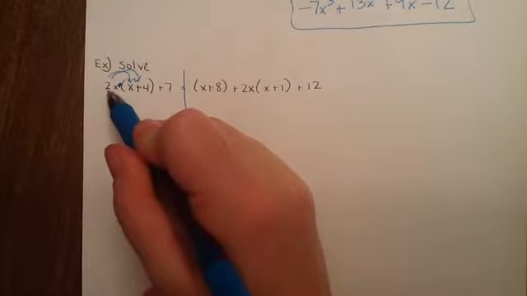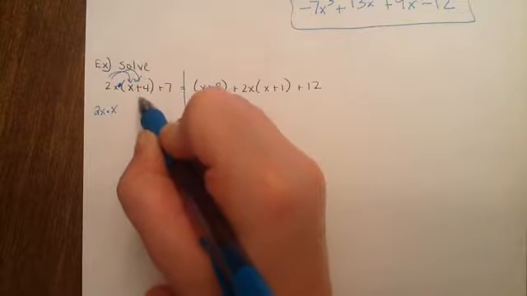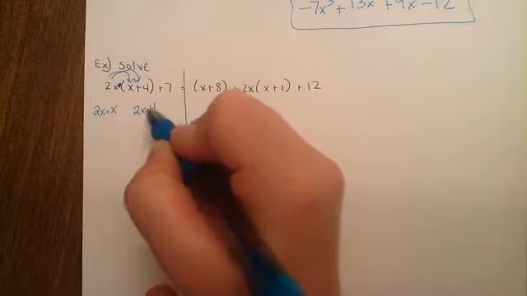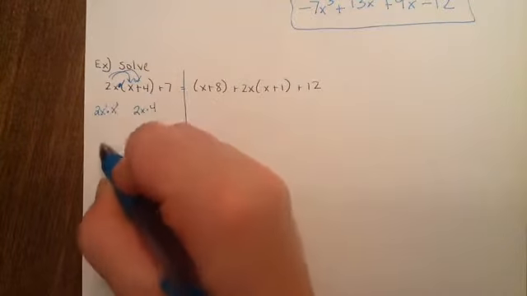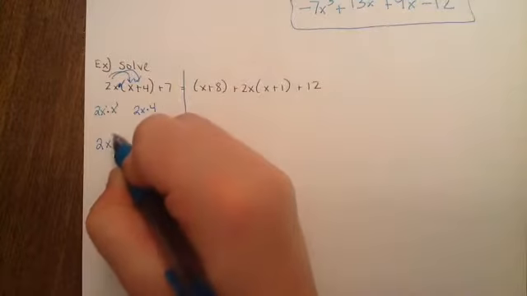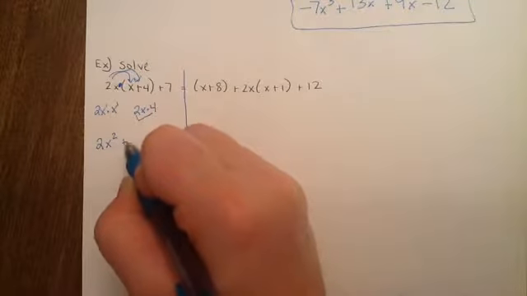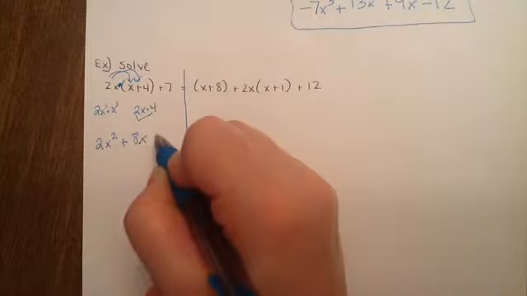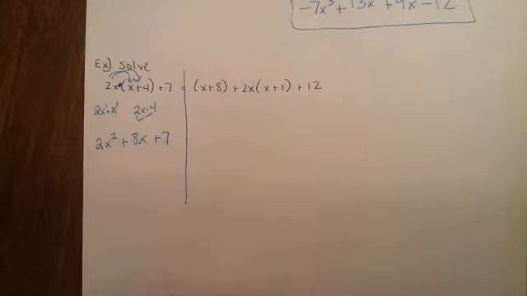So my first one will be 2x times x, and the next one, 2x times 4. 2x times x, add your exponents, and it is 2x squared. 2 times 4, positive 8x, and bring down the plus 7. Nothing over here can go together because one has x squared and the others do not.